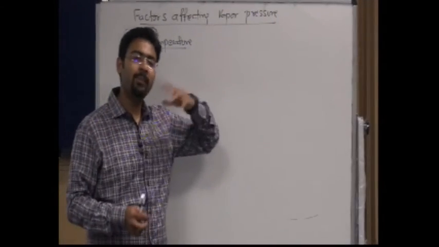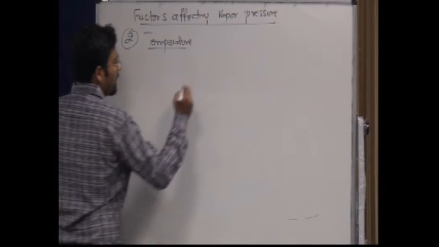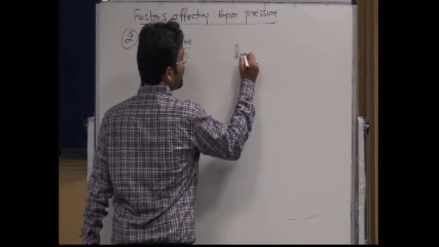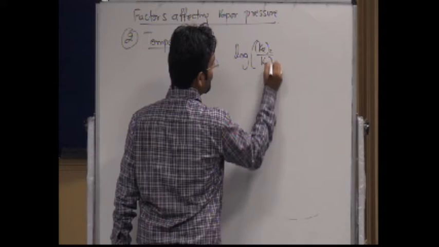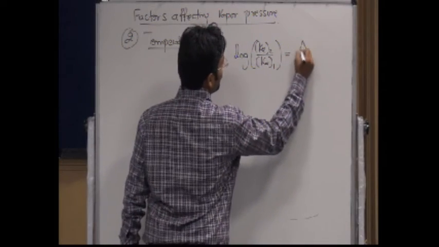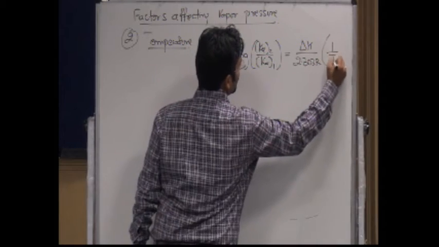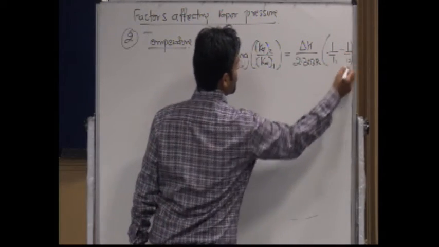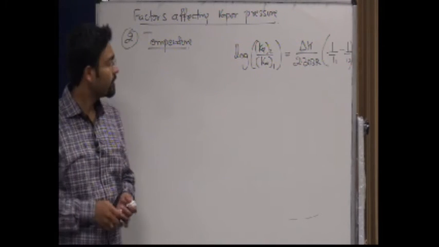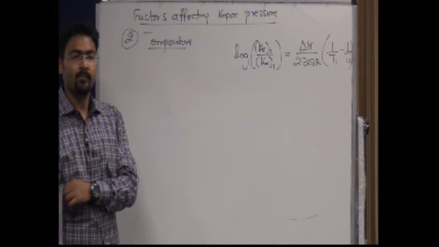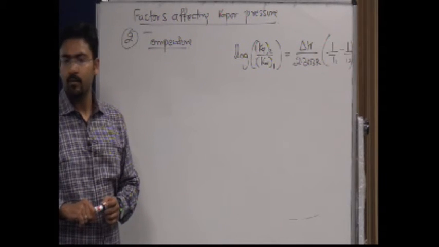Now, is there some mathematical relation also? Yes, there is. Do you remember this formula? log of equilibrium constant 2 by equilibrium constant of first case is equal to delta H upon 2.303 R into 1 upon T1 minus 1 upon T2. What is it? What is this formula? Any idea about this formula? No?